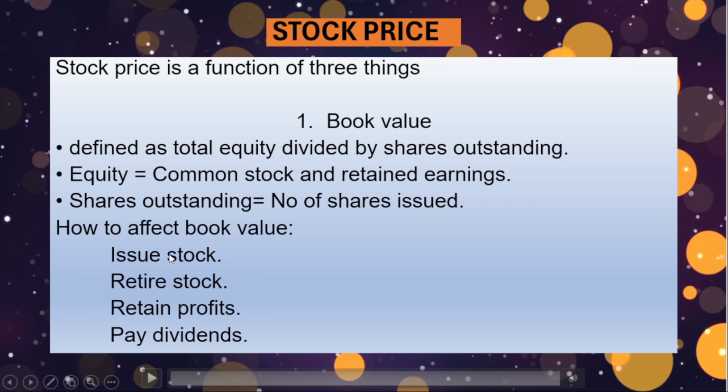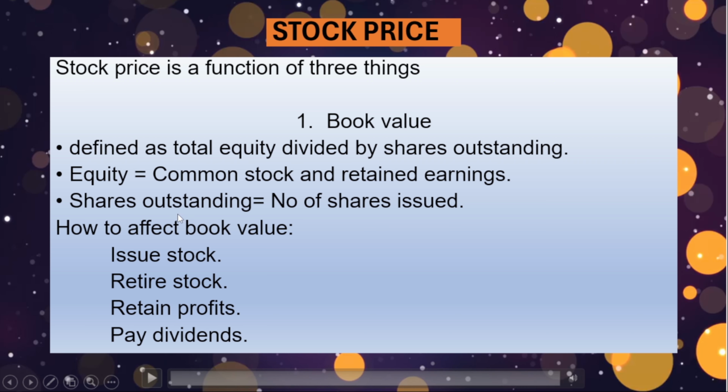So first things first, we start with the stock price. What's stock price? We can define stock price as a function of three things. The first thing is the book value. Book value is defined as total equity divided by shares outstanding, and the equity is the common stock and retained earnings. Then the shares outstanding is the number of shares that are issued at that particular time.